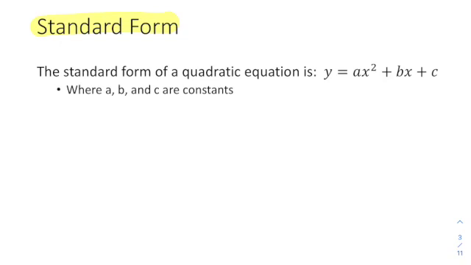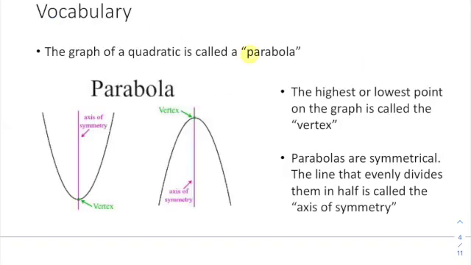Standard form of a quadratic equation is when you write the quadratic in descending order of degree. So you start with the x squared term, then the x term, and then the constant term. We're going to be paying really close attention to the a, b, and c of this equation, also known as the coefficients. The graph of a quadratic is called a parabola.